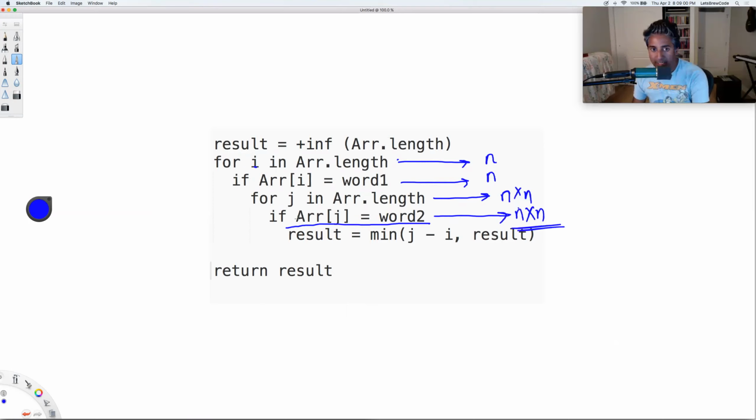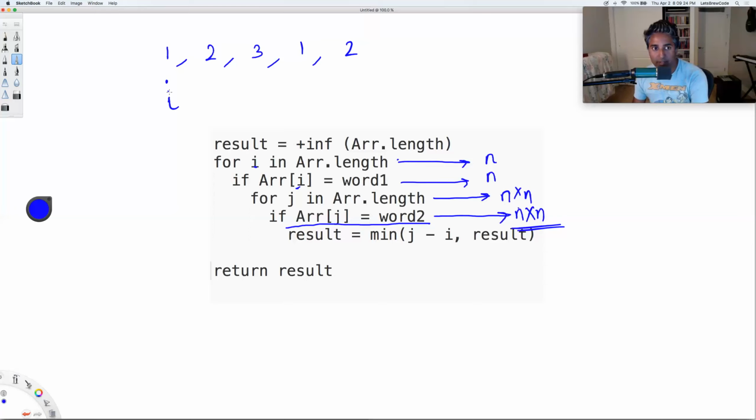So for each i, we're going to run this. Suppose I'm going to write just something like this: 1, 2, 3, 1, 2. Suppose we are finding the shortest distance between two patterns here. So first we find this pattern. Then we're going to loop. So this is this part. We find that array of i equals word one, array of i is this. So i is fixated here.